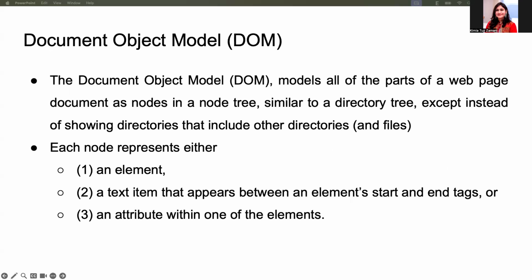So the document object model, or DOM, represents all parts of a web page as nodes in a node tree. It's much like a directory tree structure. Each node in this tree can be one of three things, either an element, a text item, or an attribute. So this structure allows JavaScript to easily locate and manipulate any part of a web page by navigating through the tree.